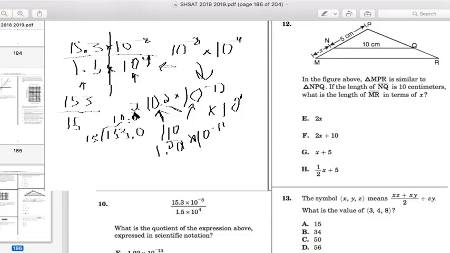Again, this one seems utterly trivial, especially once you realize the ratios there. Once you do the ratios, there's no math here.